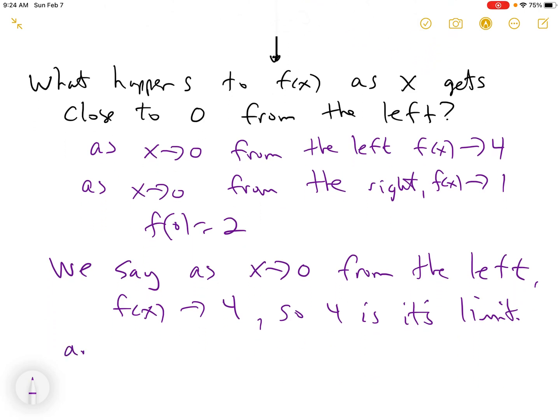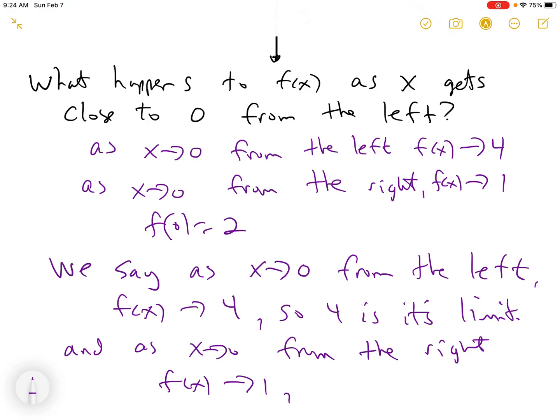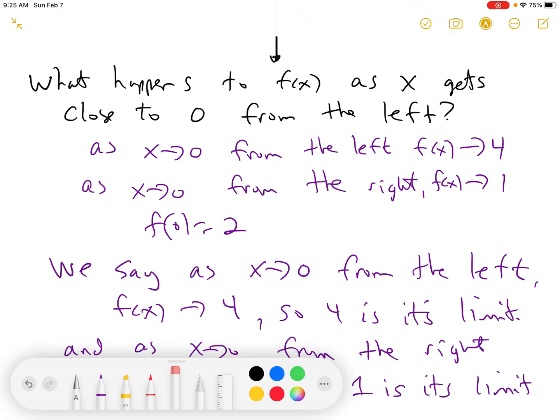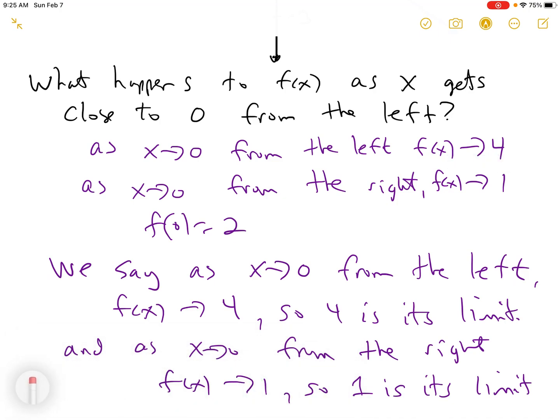And as x approaches 0 from the right, f of x approaches 1. And so 1 is its limit. There's no apostrophe there.